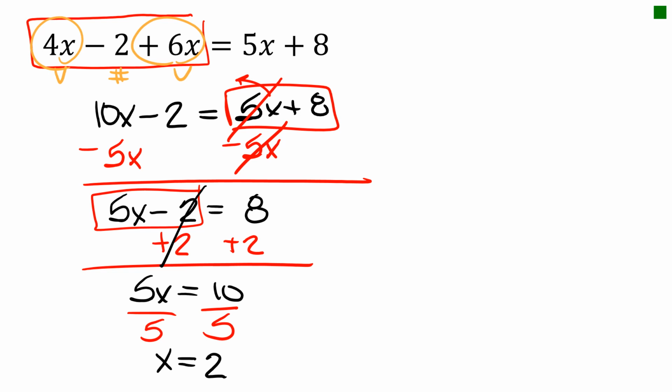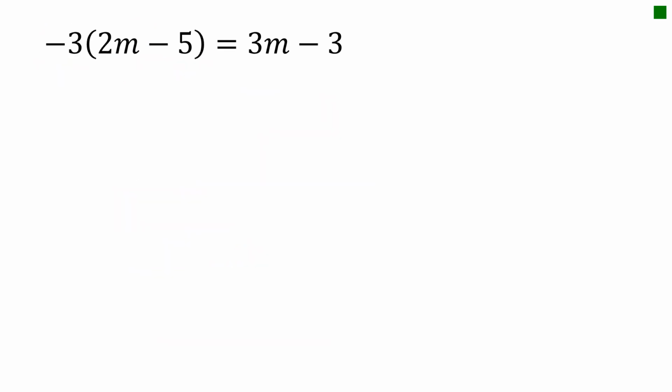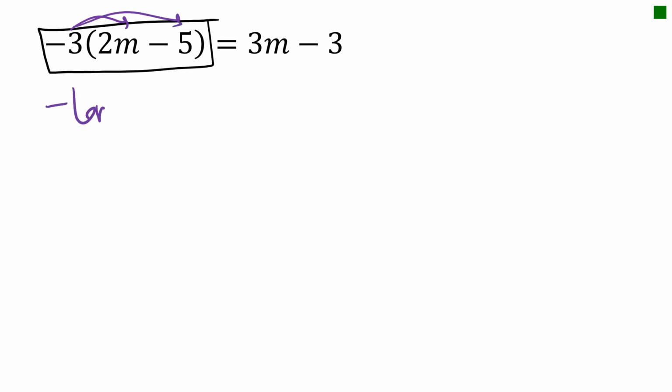So all this is, clean it up, or distributive property, combining like terms, move that variable term from the right-hand side, and then you're down to a two-step equation. So if I look at this one, over here I have to distribute. Negative 3 times 2m is negative 6m. Be careful. Negative 3 times negative 5 is positive 15. On the right-hand side, there's nothing that I can do. I'm going to leave equals 3m minus 3.